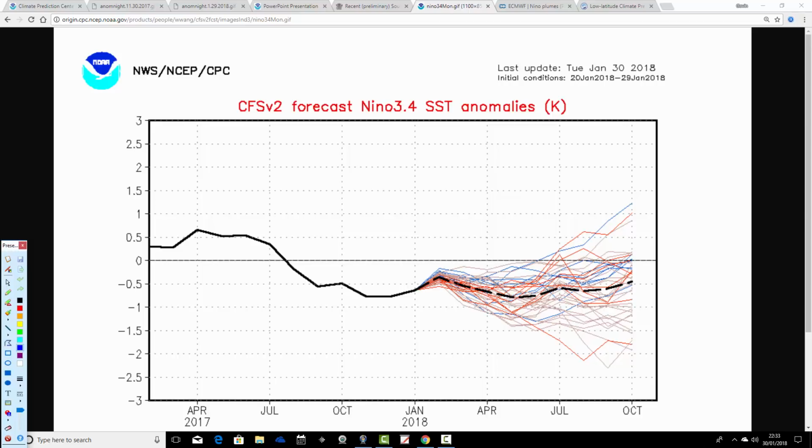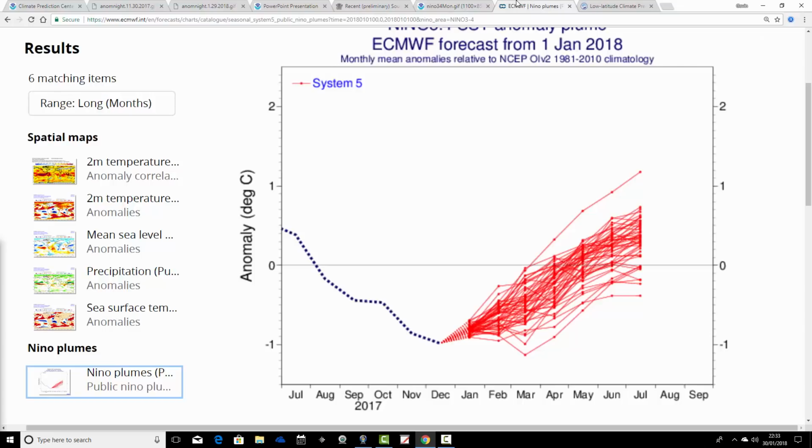Sometimes that does happen, but I think it's quite unlikely that that is going to be the case, and I suspect we will see something emerging by the time we get through to the end of the spring and the start of summer. But for the time being, CFS V2 is forecasting just a continuation of a weak La Nina right the way through to the summer. ECMWF, though, is looking a little bit different.